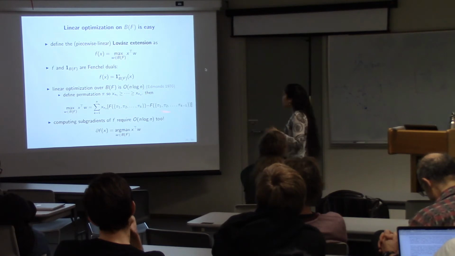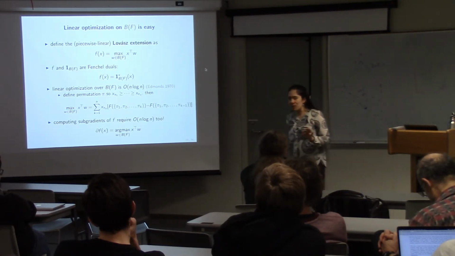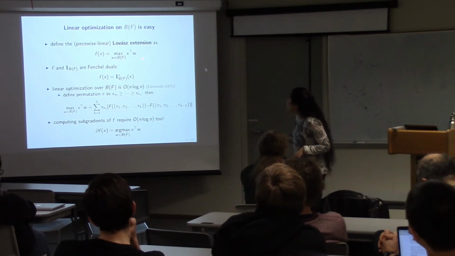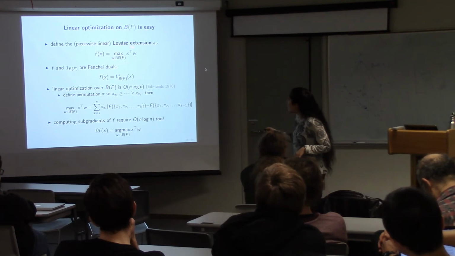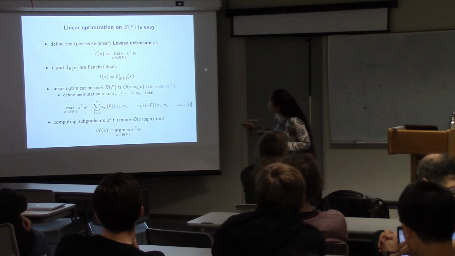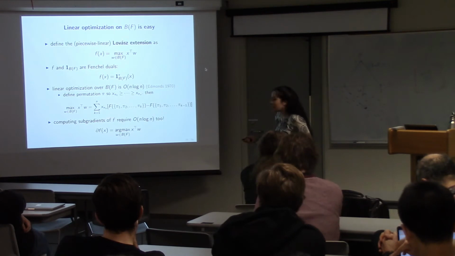If you stare at this formula, you'll figure out how to do it. But for us, what matters is that linear optimization on the base polytope is easy. Okay, so we can compute the Lovász extension, right? Because we can perform linear optimization on the base polytope to evaluate the Lovász extension. And doing that actually gives you the w that maximizes this, and that means that we can also get subgradients of the Lovász extension.